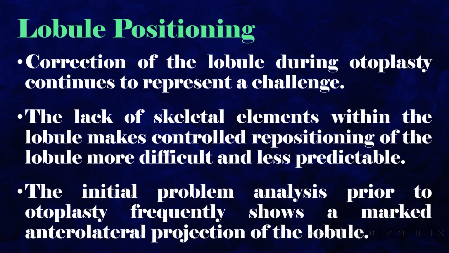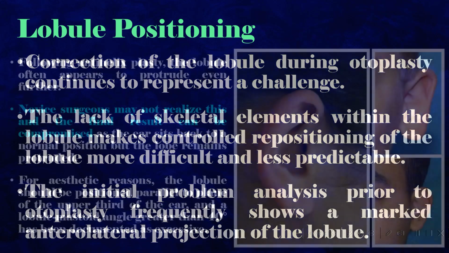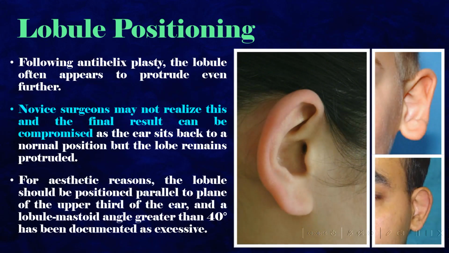The initial problem analysis prior to otoplasty frequently shows a marked anterolateral projection of the lobule. Following antihelix plasty, the lobule often appears to protrude even further. Novice surgeons may not realize this, and the final result can be compromised as the ear sits back to a normal position but the lobe remains protruded.